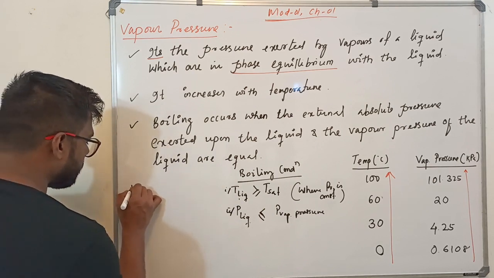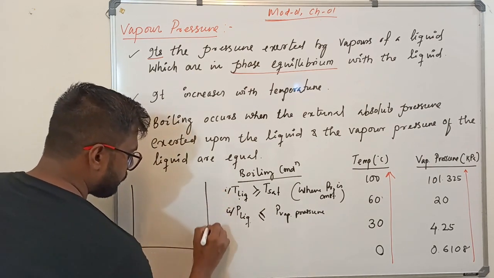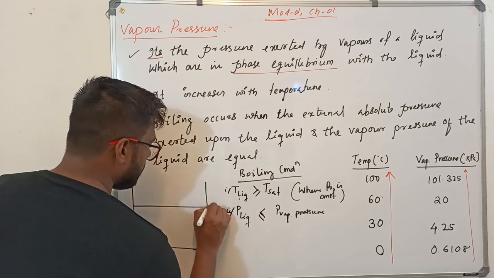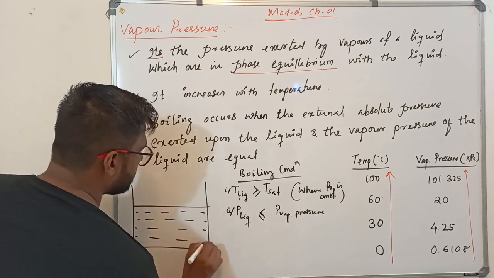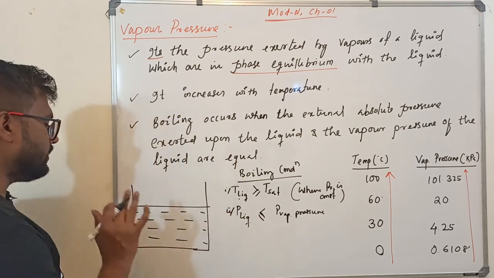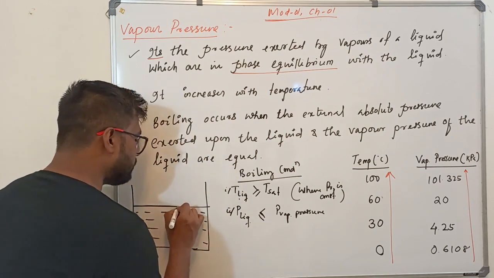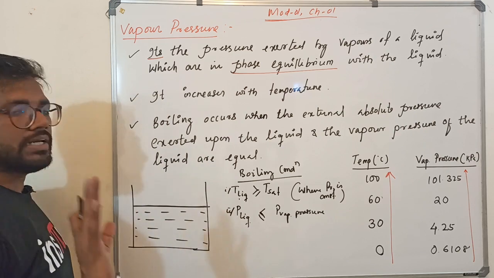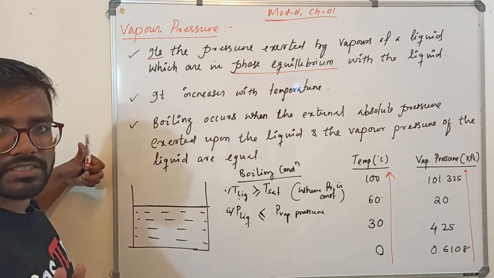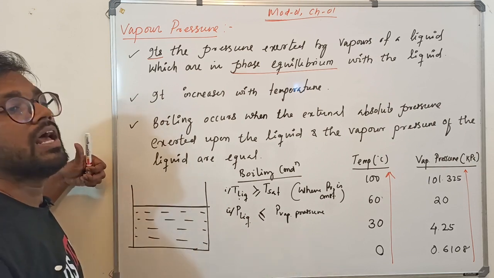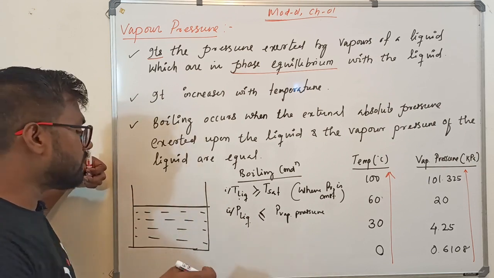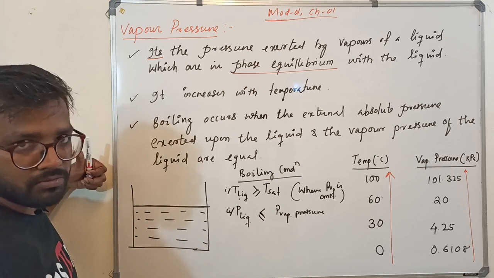Please try to teach. See, so now this is again your liquid. This is the liquid and this is the free surface. Okay, so we know the surface of any liquid has some energy. We call it surface energy. The energy of the molecules present on the surface is higher than the energy of the molecules present in the bulk matter.